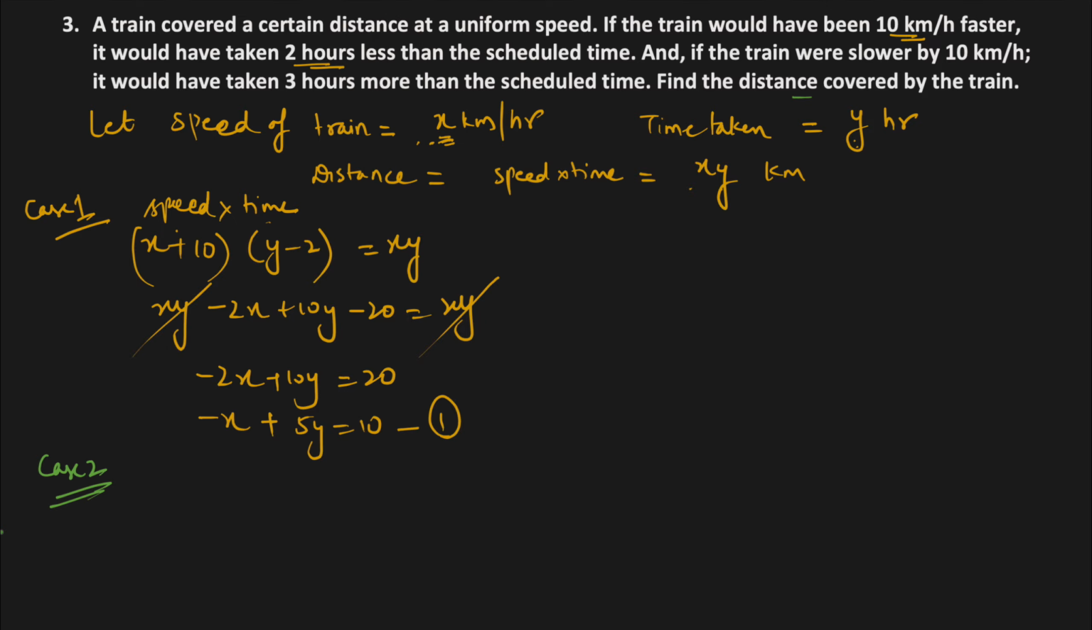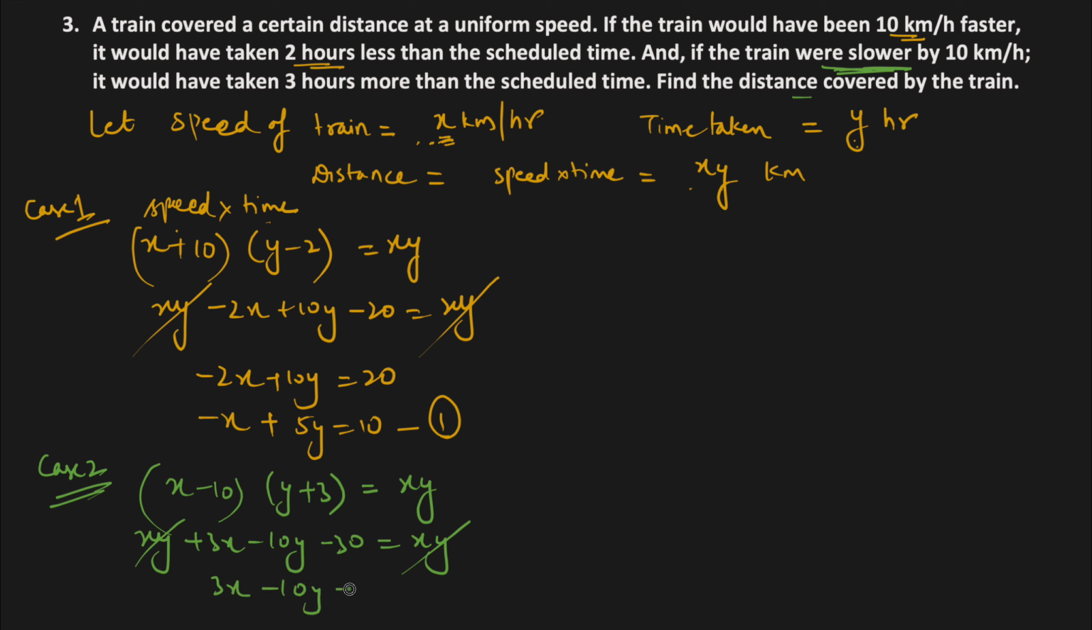Case 2 ऐसे ही बनाते हैं हम अपना. Now speed will be slower now. Train का speed is slower by 10 and time will be increased y plus 3, but distance will remain the same. So same thing, multiply xy plus 3x minus 10y minus 30 is xy. ये दोनों cancel, so 3x minus 10y is 30. This is your equation number 2.